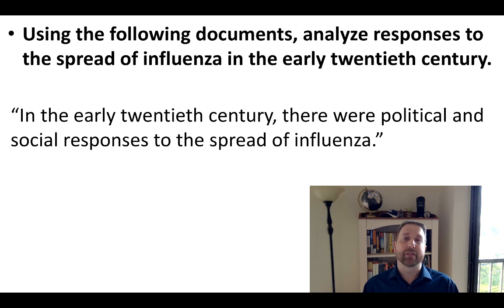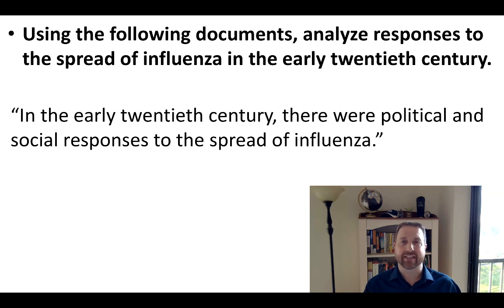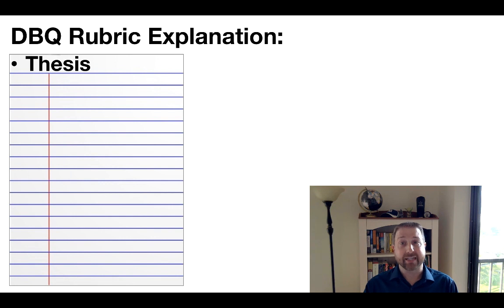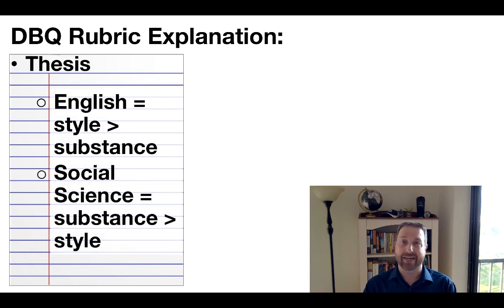So here's an example of a thesis from the prompt I showed you before. In the early 20th century, there were political and social responses to the spread of influenza. Survey says, this is a typical thesis attempt that is way too vague. Now note, English writing is more about style over substance, whereas social science writing is more about substance over style. We want you to use effective language. Do not be verbose. All right, so how should you structure the thesis?